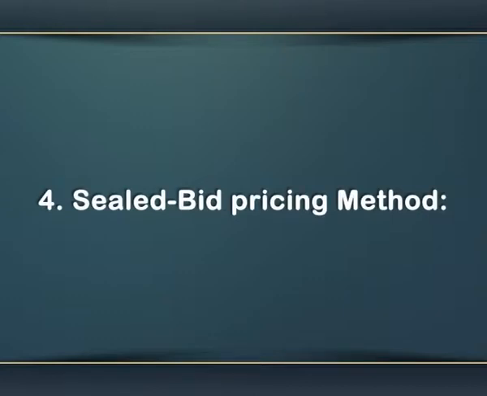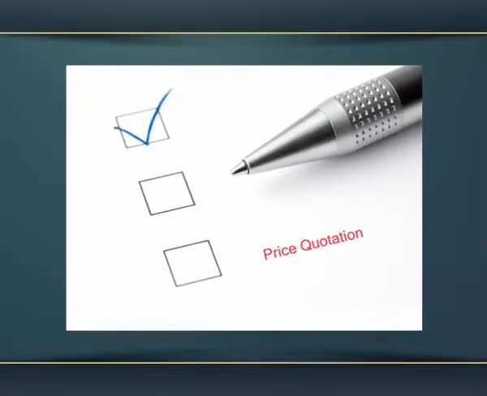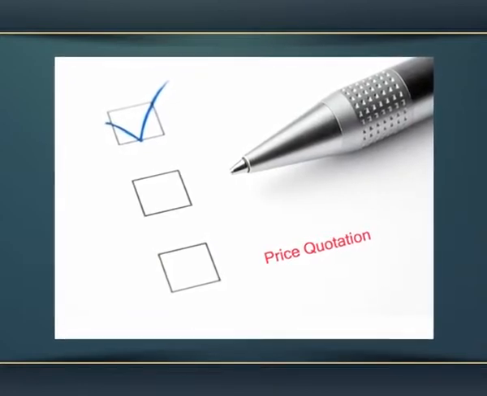Fourth, sealed bid pricing method. According to this method, prices are based on the quotations or sealed bid. The business enterprise fixes its price based on how their competitors price their product. This means that if the company has to win a contract, it should quote a price less than their competitors. But at the same time, they cannot fix the price less than cost.